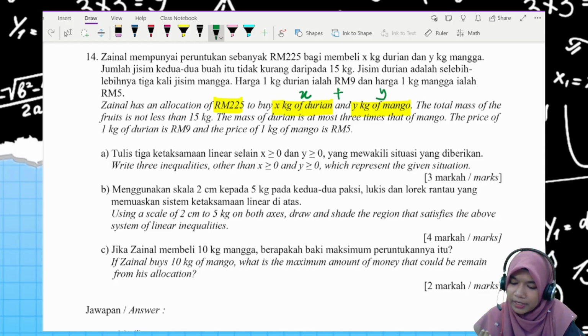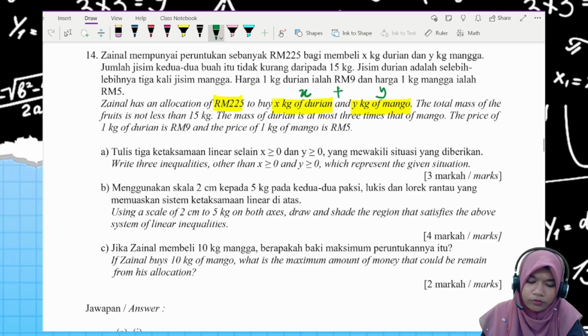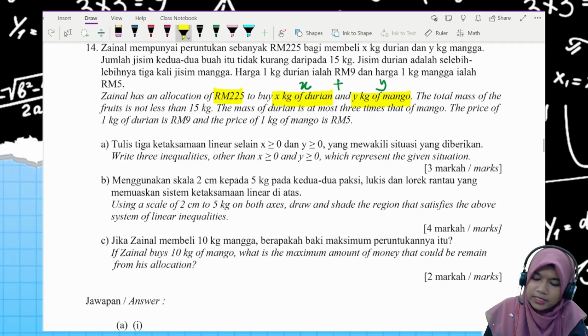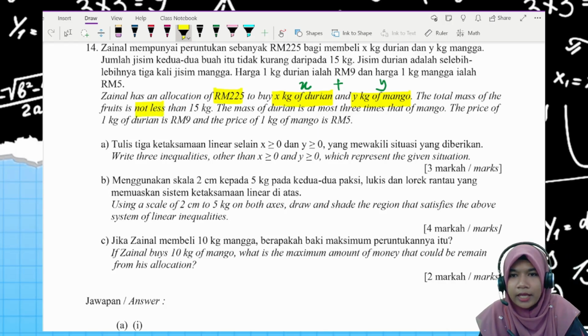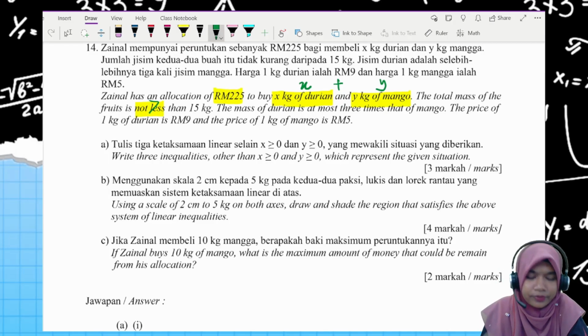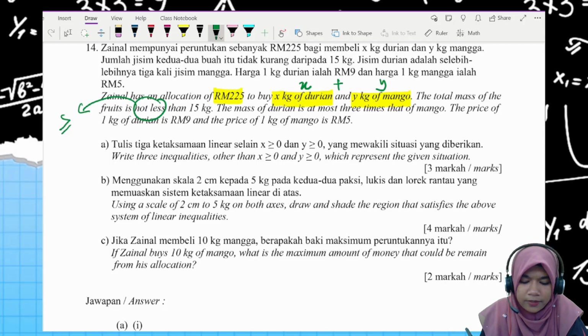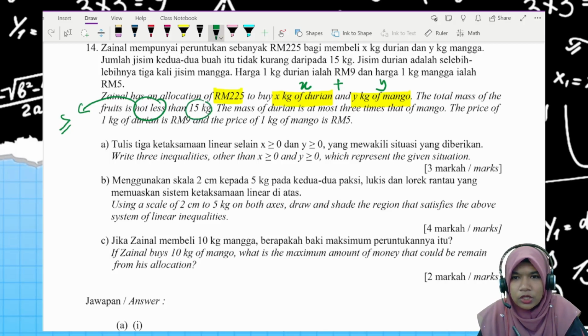The total mass of the fruit is not less. Now it talks about the mass, not less. Not less means greater than. Not less means greater than or equal to 15 kg.